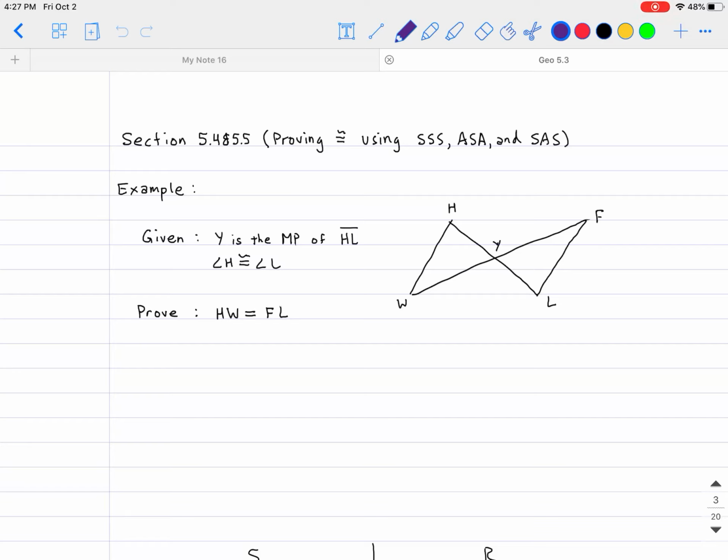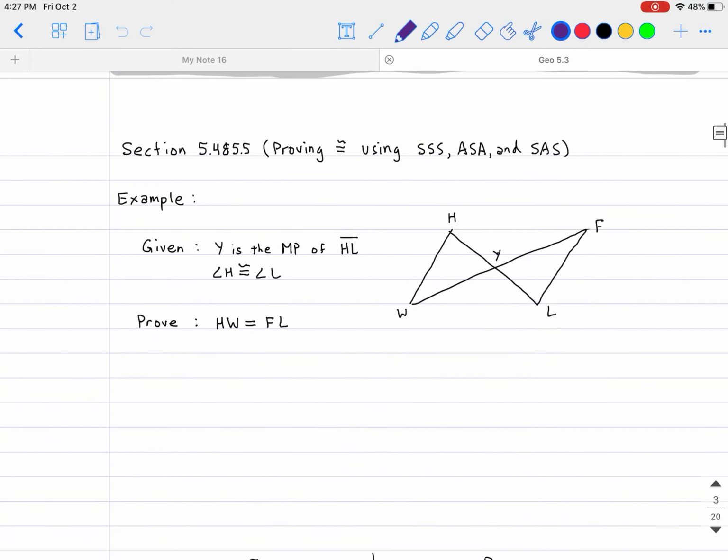Hello, everybody. Welcome back. Today we will be talking about how to actually show two triangles are congruent using SAS, ASA, and SSS, the postulates that we derived in the last section. So now we're going to go ahead and start writing proofs with all of this. So here's an example of a problem then.